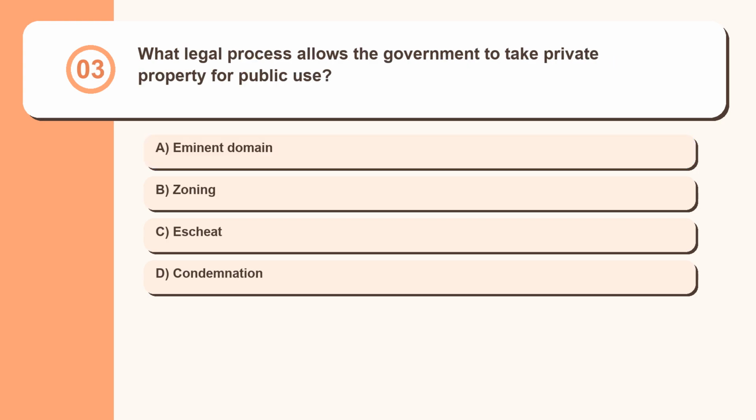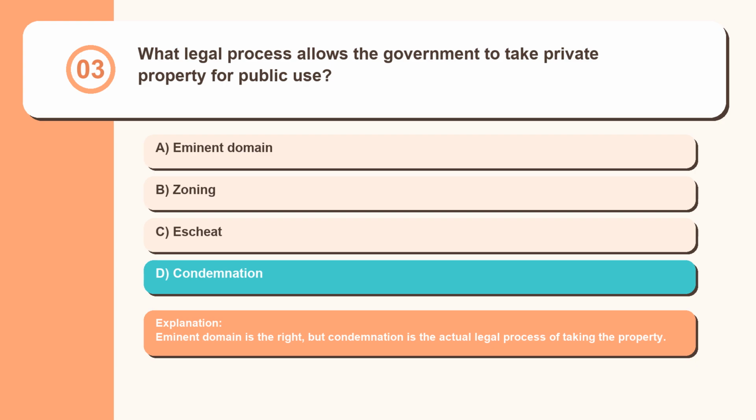Question 3. What legal process allows the government to take private property for public use? Eminent domain, zoning, escheat, condemnation. Eminent domain is the right, but condemnation is the actual legal process of taking the property.